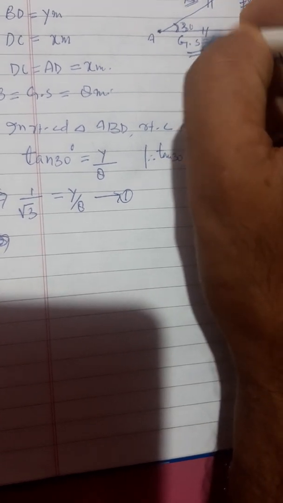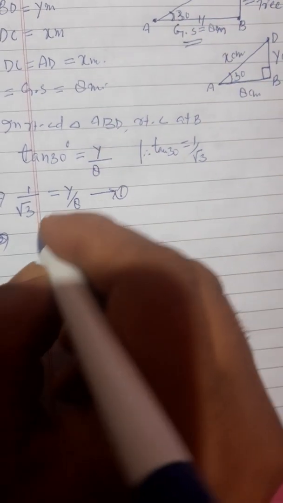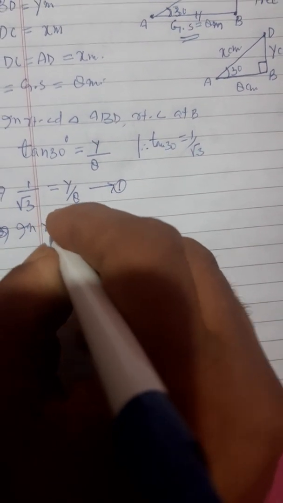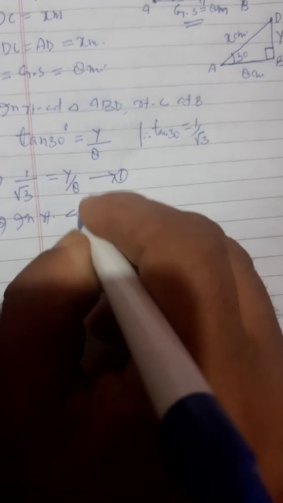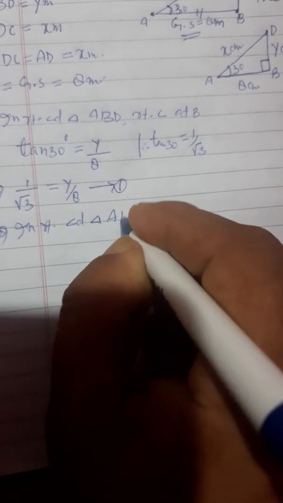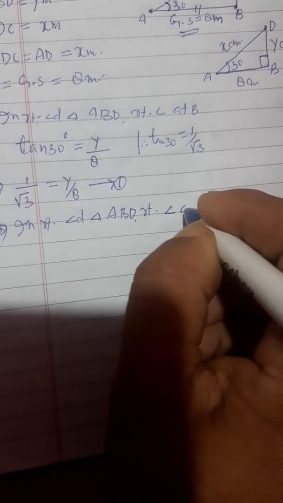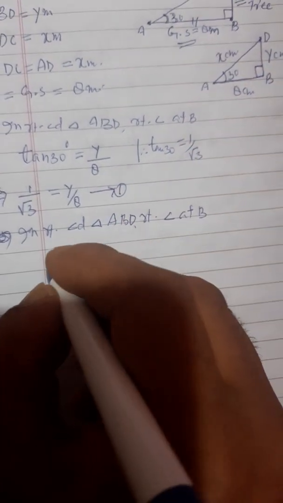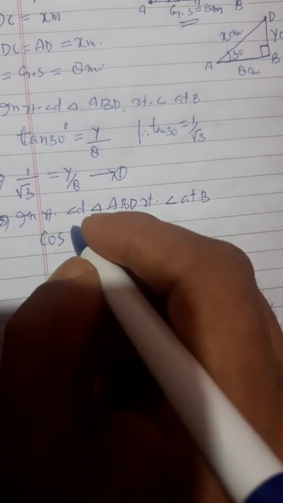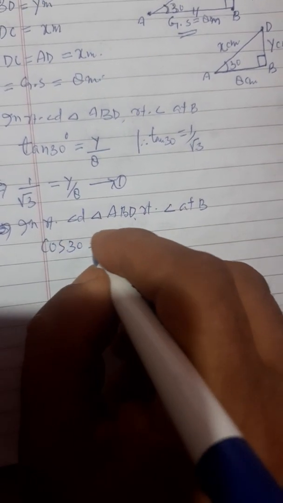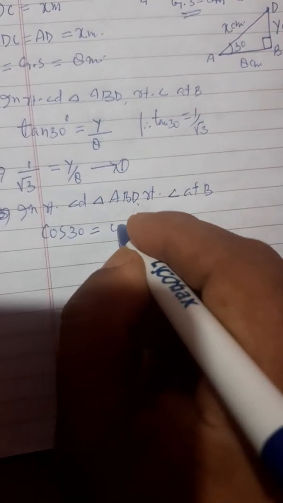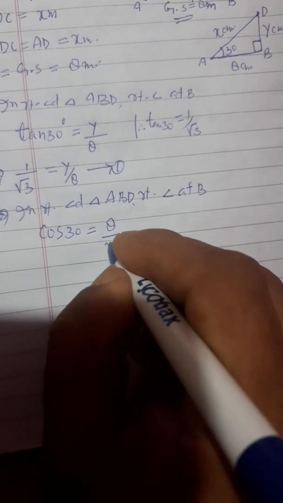Now we will calculate this part. Here the adjacent part is given and the hypotenuse is given. So once again in the same right angle triangle ABD, right angle at B, here it is right angle. So we will calculate here cos of 30 degrees, because cos is equal to the side adjacent, that is 8 meter, upon hypotenuse, that is x.